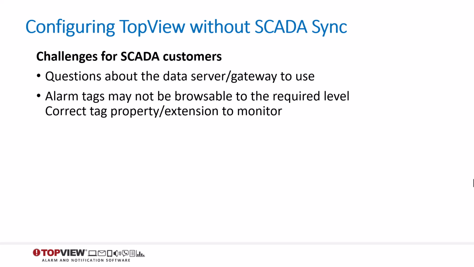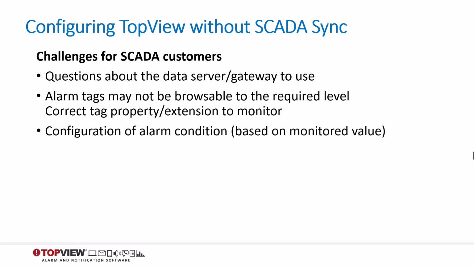Although tag browsing usually exists, many SCADAs do not expose the full alarm tag name with the correct extension or property required by TopView. Based on the data type of the alarm tag, the alarm condition must be configured correctly. For example, Boolean alarm tags will have an alarm condition of equals true, while some SCADAs require monitoring for a set of values or a specific bit of an integer tag.